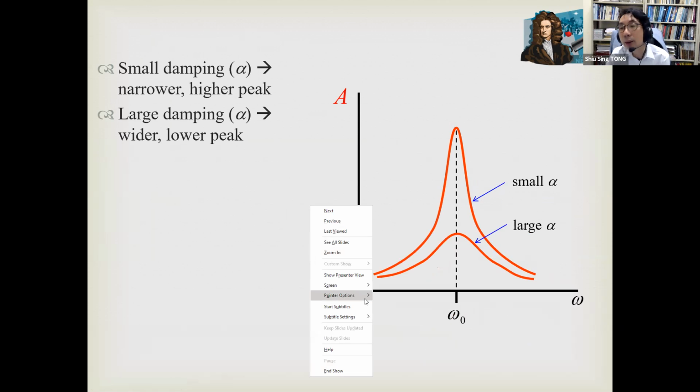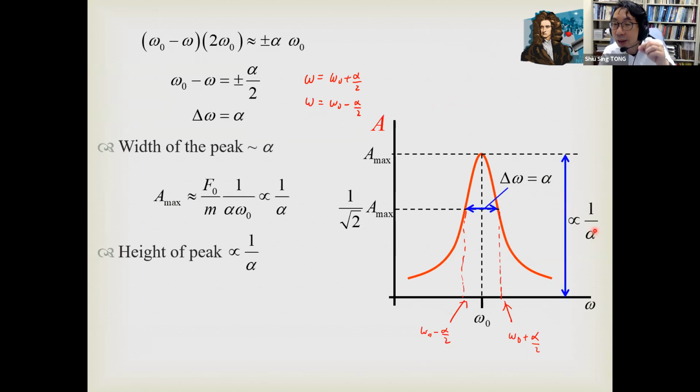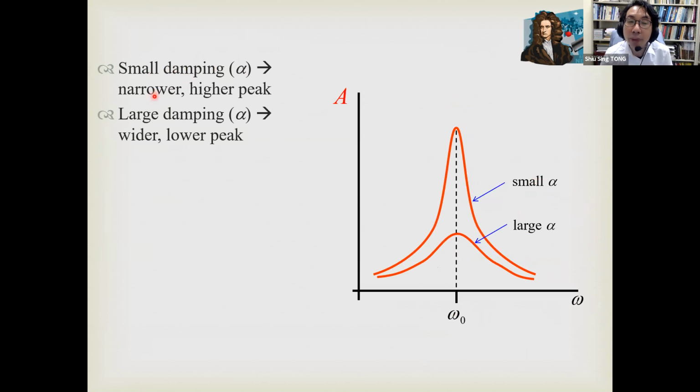And that means if I have a small alpha, that's a small damping. The resonance curve has a high peak, the peak will go to a very high value, but it will become very narrow, because the peak height is inversely proportional to alpha. So if I have a small alpha, then I have a high peak. But the width is proportional to alpha. That means if I have a small alpha, I have a very narrow peak. So small damping means a narrow but very high peak.